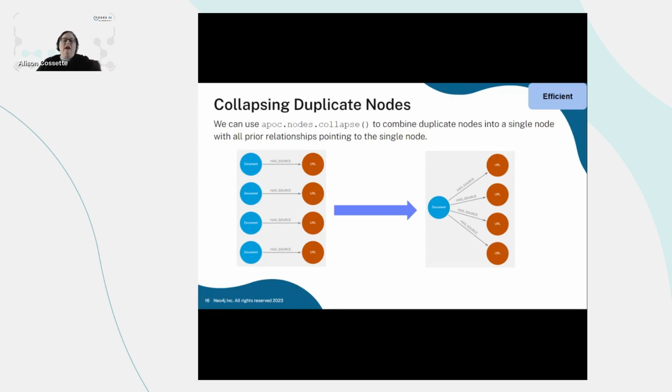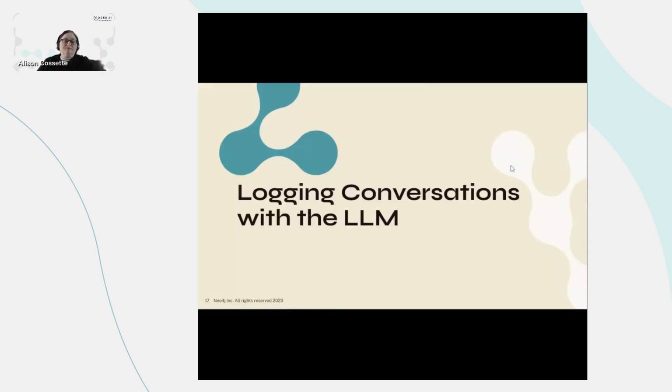One of the advantages of leveraging Neo4j is you have the opportunity to collapse these duplicate nodes. What's good about using this collapse function within APOC is that you take each of those chunks and you collapse them into a single node. However, you keep the original connection to the URL. So you get the advantage of it being tidy and clean, but you don't lose the context of all the different URLs it gets to. Again, you want to get good context back, and this allows you to tidy that up.